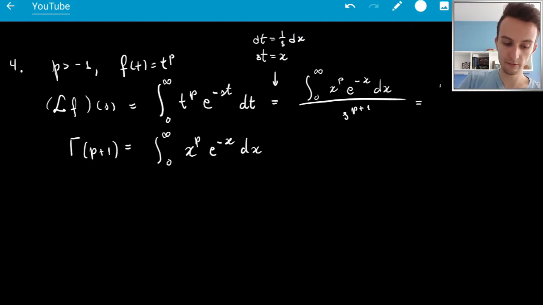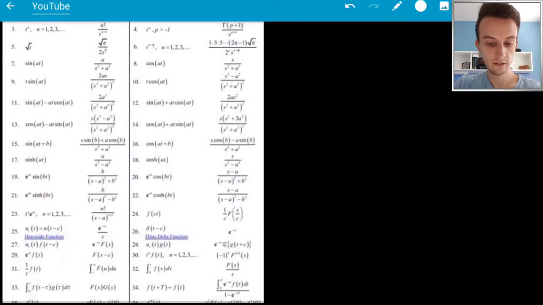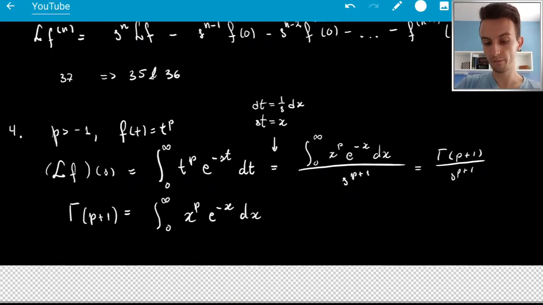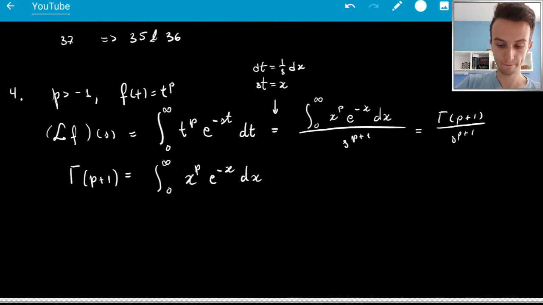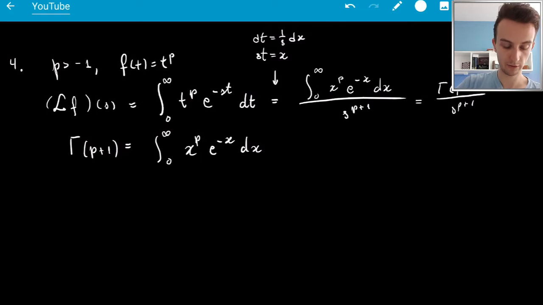Okay, and the thing above is the gamma function. So this is gamma of p plus 1 over s to the p plus 1. Is that good? Yeah, that's good. Cool. And p is greater than minus 1. Awesome. p is greater than minus 1. If p is equal to minus 1, then you get the, what's it called? The exponential integral or something. Okay.